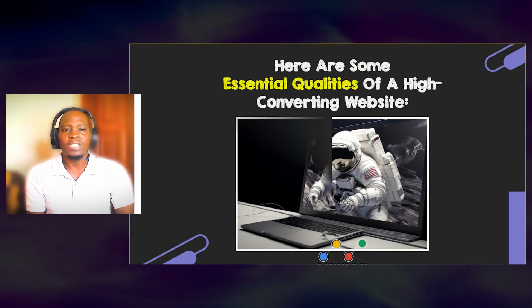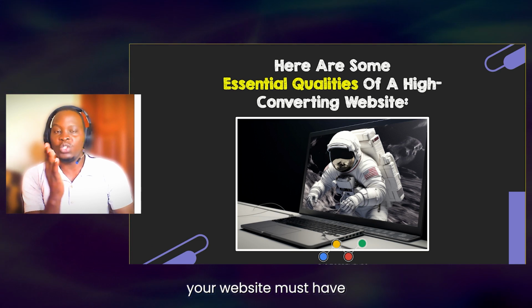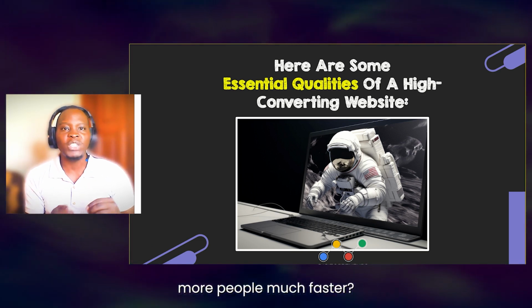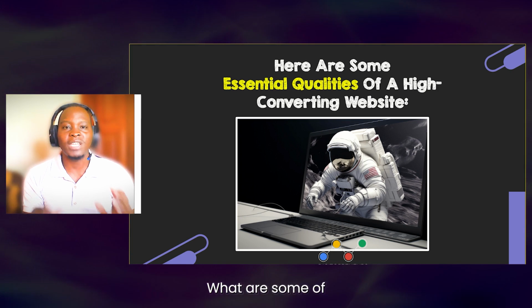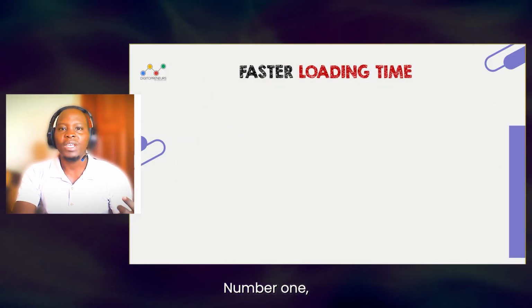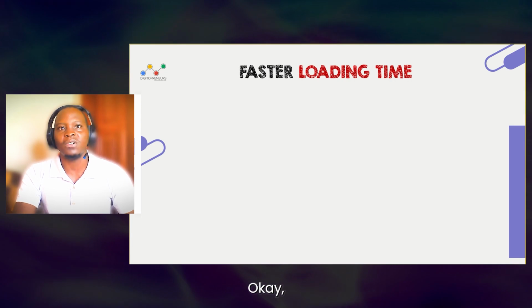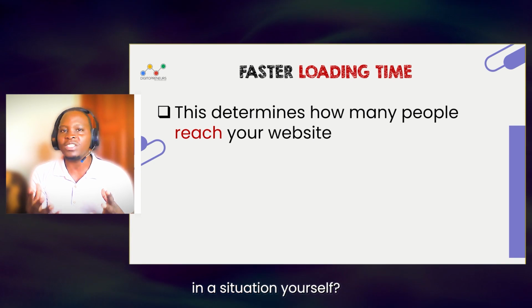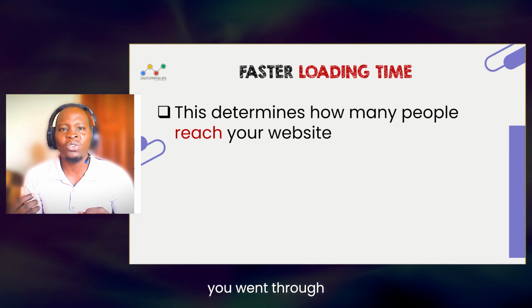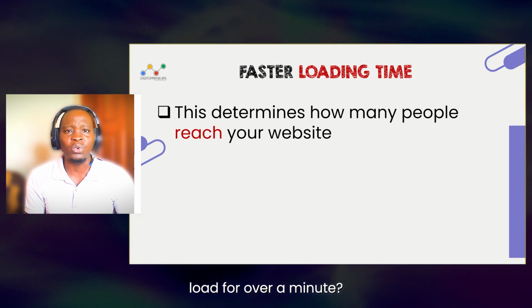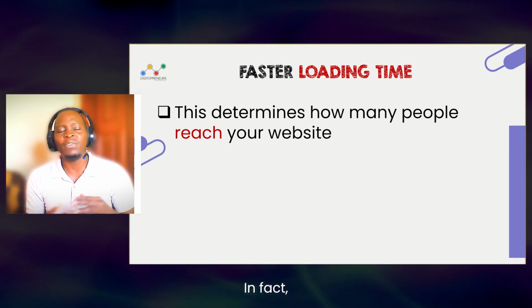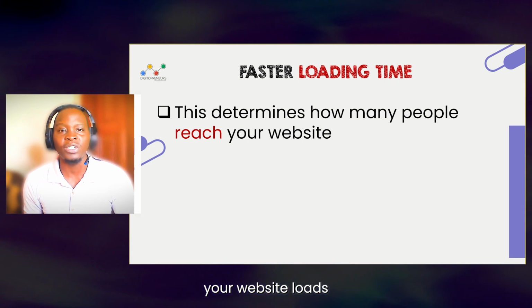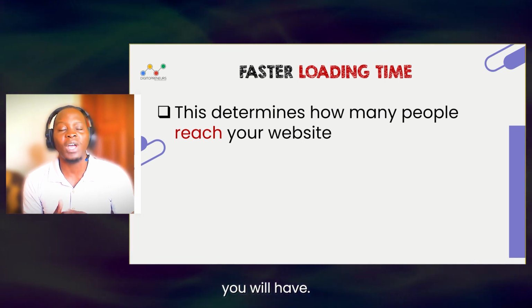So, what are the qualities that your website must have so that it converts more people much faster? Number one, faster loading times. Your website must load faster. Have you been in a situation yourself? Do you remember the frustration you went through waiting for a website to load for over a minute? In fact, a minute is pushing it. Research has shown that the faster your website loads, the more conversions you will have.